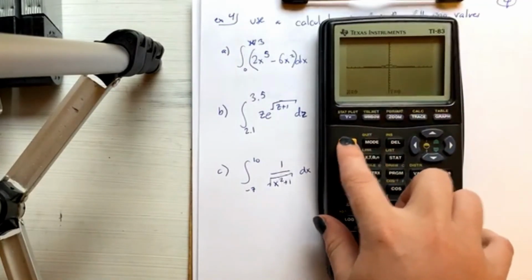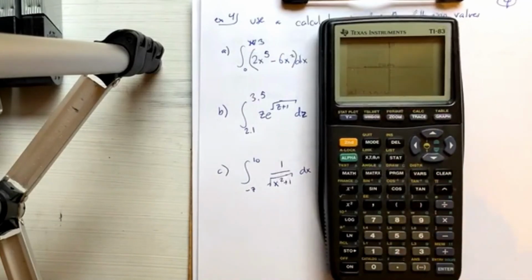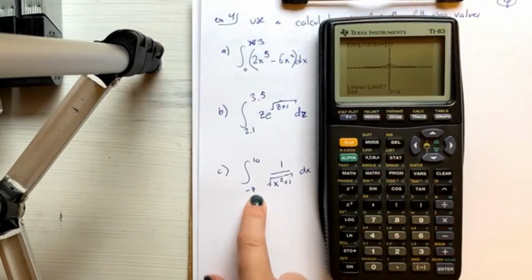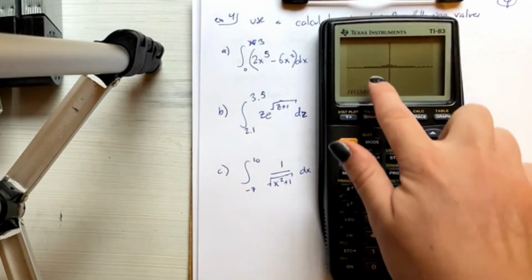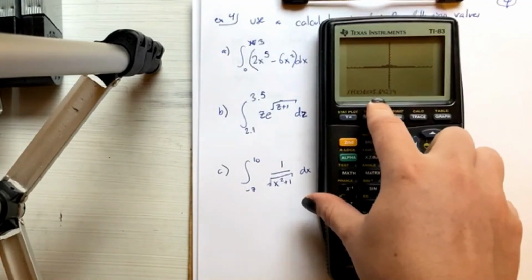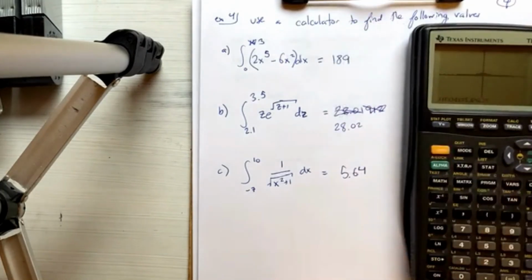And then we're going to calc down to integral. Our lower limit is negative 7. Be careful when you're putting negatives into a calculator. You have to use this negative in the parentheses. You can't use this, which means subtraction. You'll confuse the calculator. So negative 7 is our lower limit, and 10 is our upper limit. Go ahead and hit enter. It's going to shade in and calculate the area. We just watch the whole thing is shaded in now, and our area is 5.64, which is the correct answer.